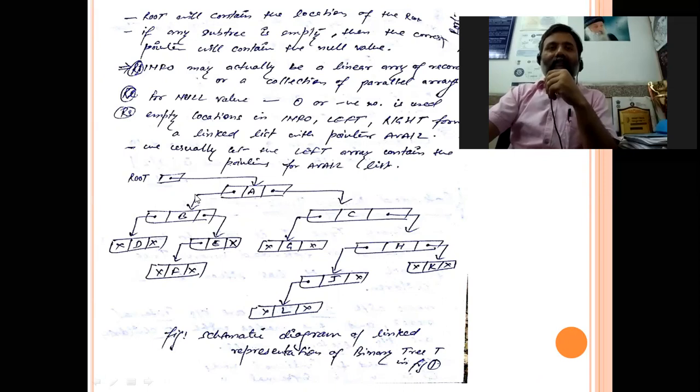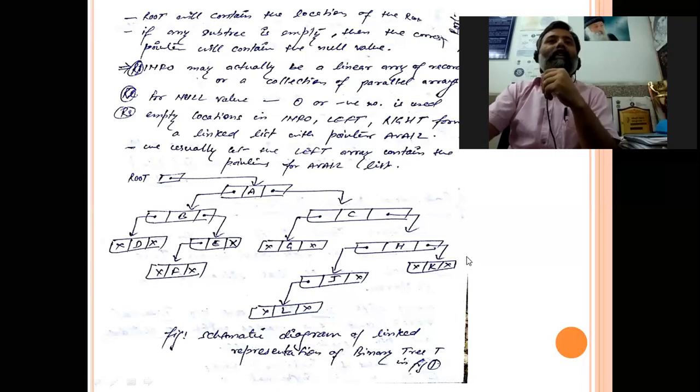The left subtree pointer will point to the left child, and similarly the left child will have three fields, the data field, left pointer and right pointer, and so on. In this way you can see we can implement a binary tree. If this node is a leaf node with no child, then this will be a null pointer. Here we have a null pointer. So in this way we can represent a binary tree by linked list.